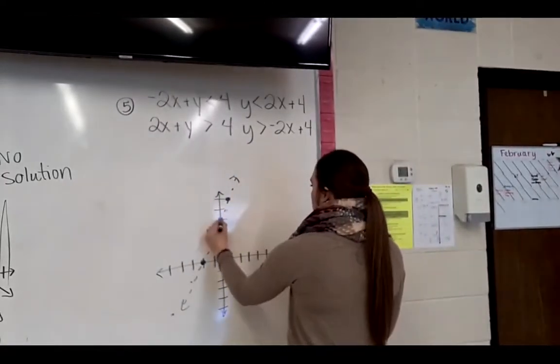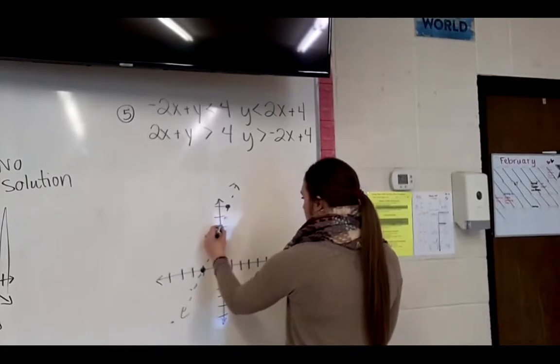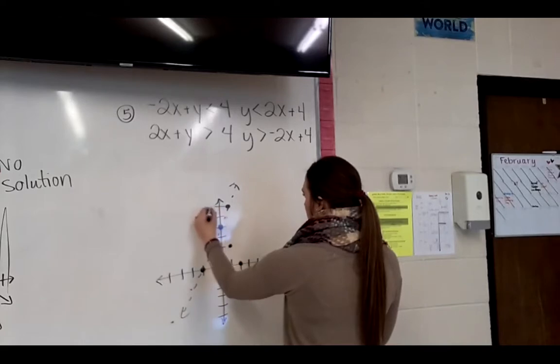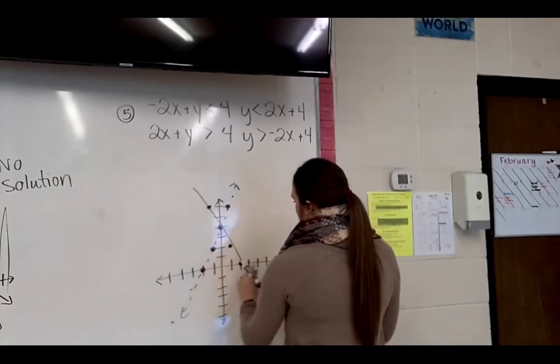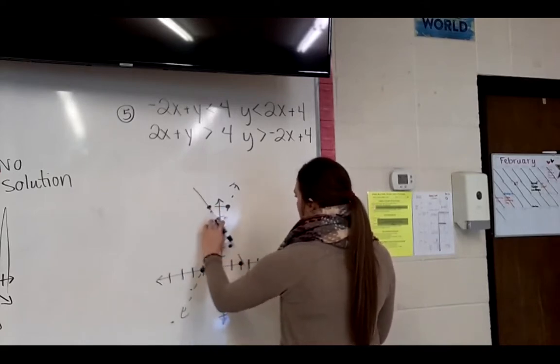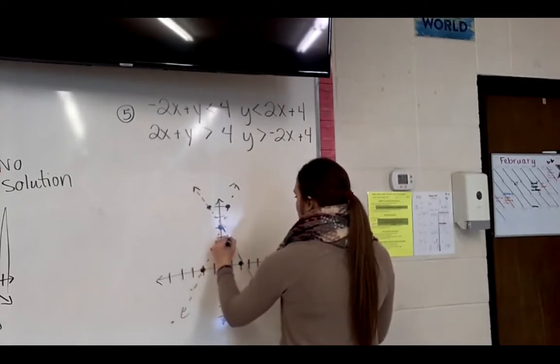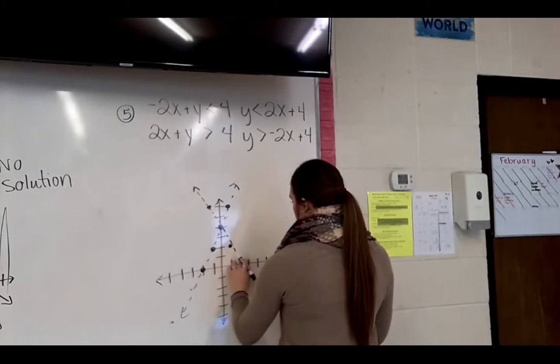So I go to 4, put a point. My slope is -2, so down 2 over 1, or up 2, left 1. This one was also dotted. If you noticed, they started at the same point, so it's very obvious where they intersect.